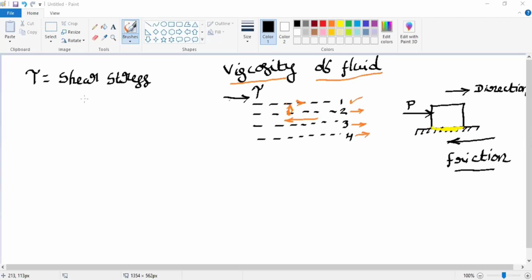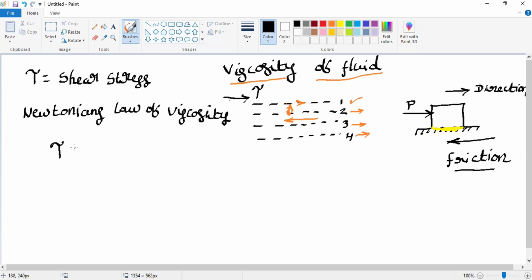Now, from the definition point of view, the resistance offered by the adjacent layer is called the shear stress. To know the remaining concept, we have to know an important law, that is Newton's law of viscosity. Newton's law of viscosity is about shear stress.